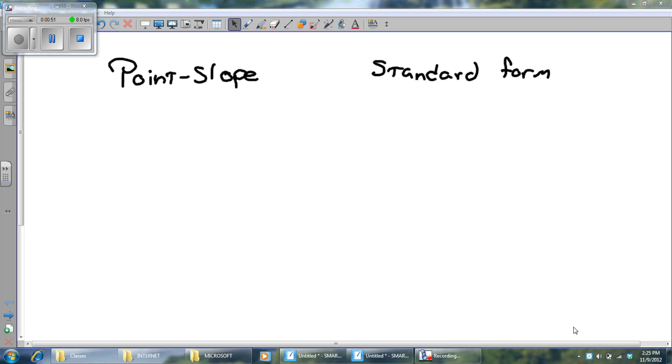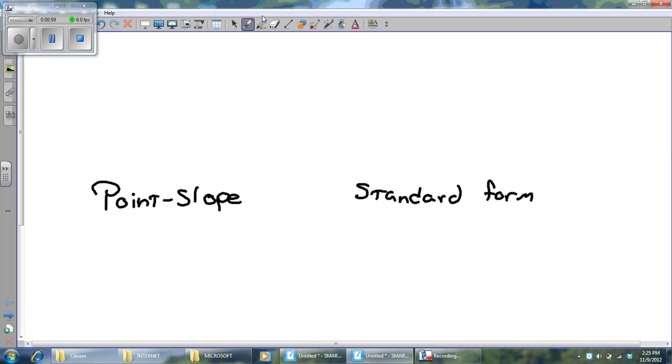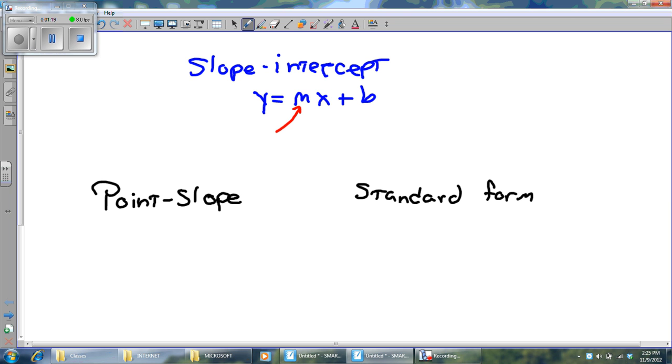All right. That being said, we know one form of a linear equation. We know slope-intercept form, right? And slope-intercept form looks like this. Let me title it slope-intercept form. And that's y equals mx plus b. And remember that this is our slope, and this is our y-intercept.